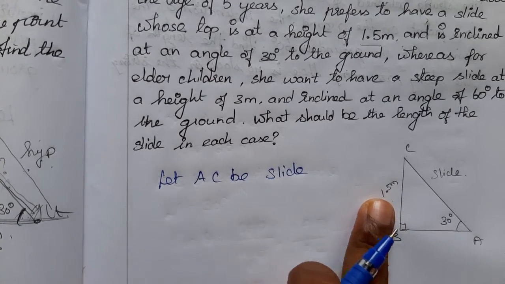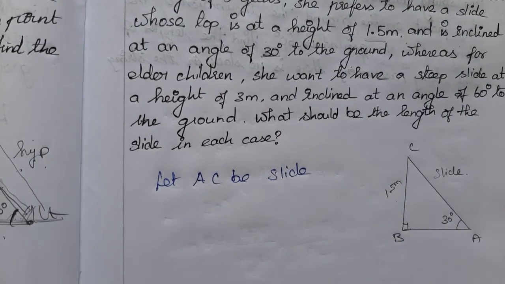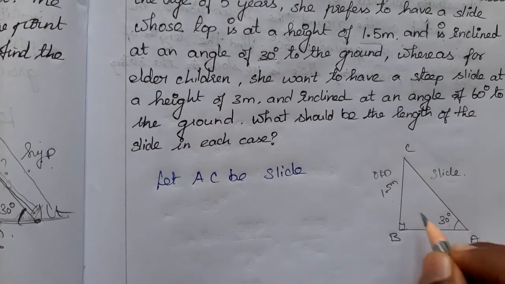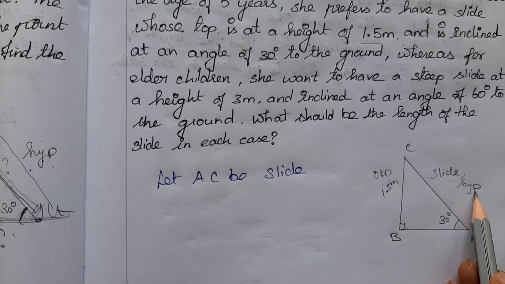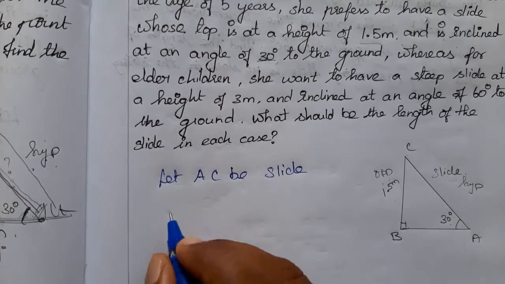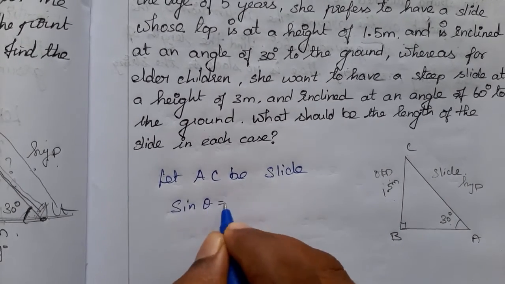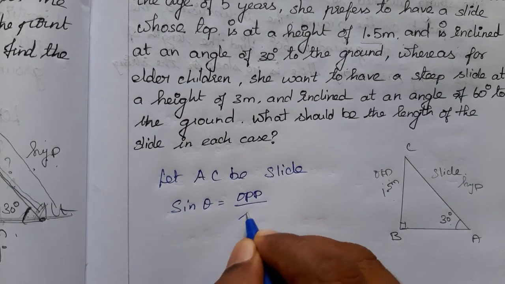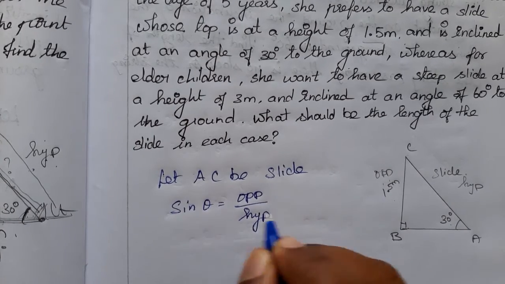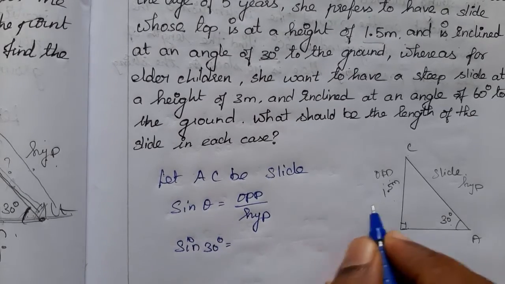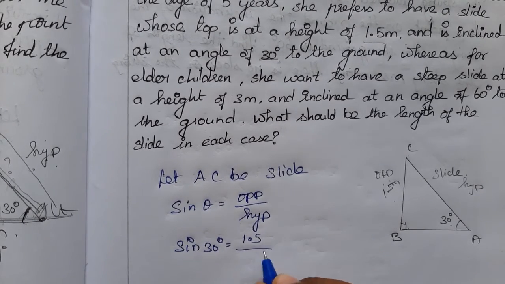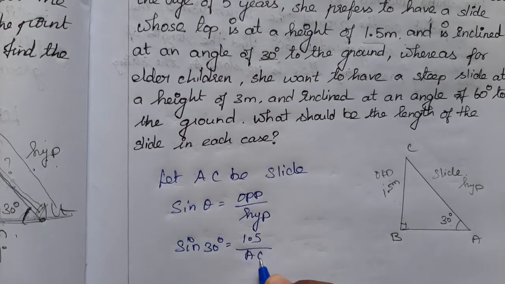This is the opposite to this angle and this is the hypotenuse. So we have to find the ratio connecting the opposite and hypotenuse. What ratio? It's sine, right? So sine theta is equal to opposite by hypotenuse. Here theta is 30. So sine 30 degrees is equal to opposite, which is 1.5, and hypotenuse we don't know, which is called AC.